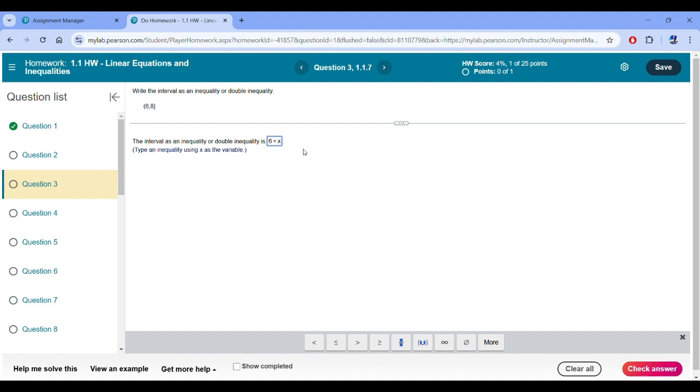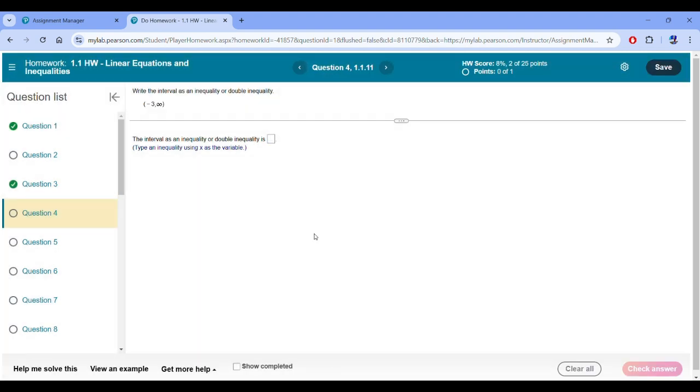6 is less than x, which is less than or equal to, I'm going to have to use the bottom right here, less than or equal to 8, because these are our inequalities. We check it, we get it right.